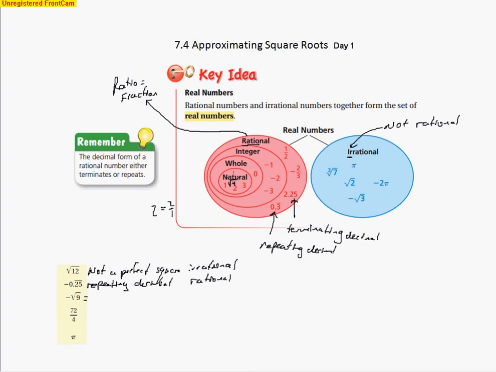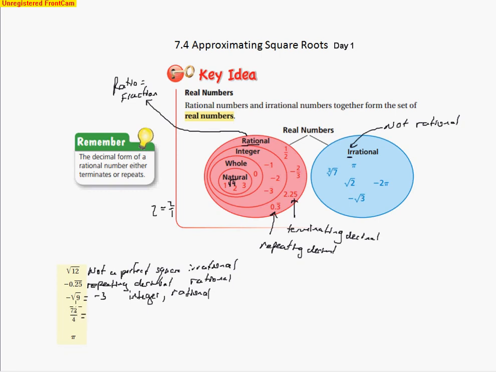This one we've got to be careful. Just like the square root of 4 is 2, well, here I could take the square root. It makes negative 3 because of the minus sign out in front. The square root of 9 is 3. So this is two numbers. So this one is an integer, and it is rational. So we have to write both of them. So integer and rational.